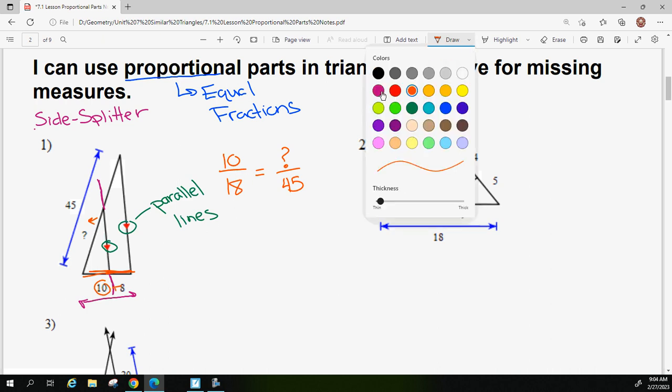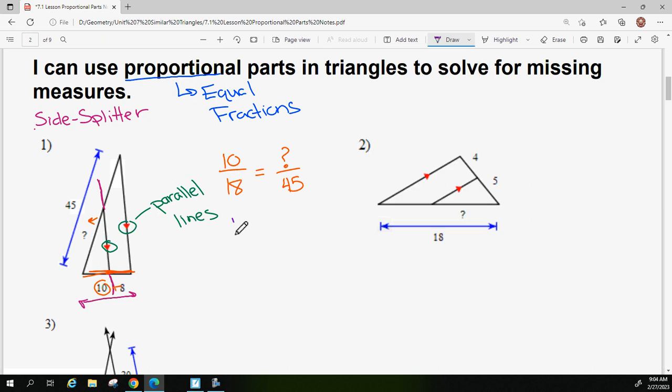And so now I have a proportion that I can solve by cross multiplying. I can do 18 times question mark and 10 times 45. I'm just going to do that multiplication. And then I'm going to go ahead and divide 450 by 18. And I get 25. So that missing piece, this piece right here, is 25.